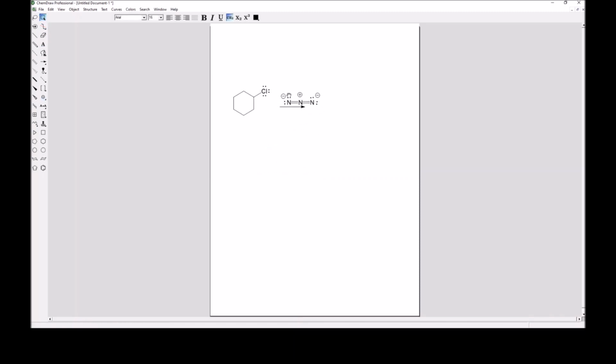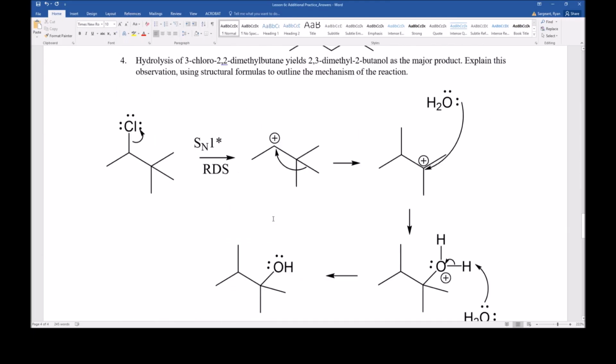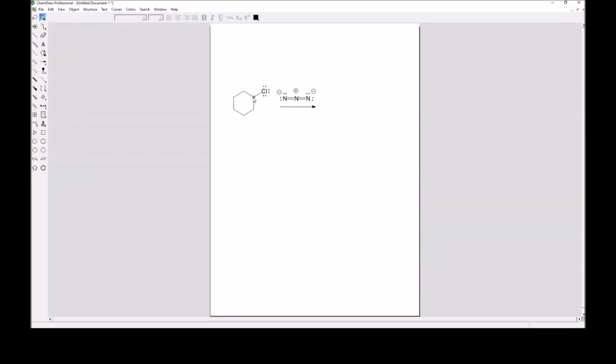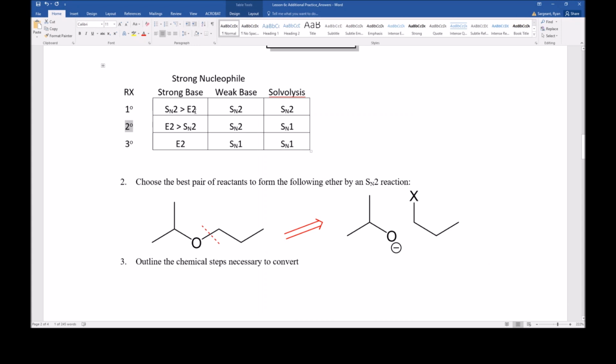Okay, let's go ahead and use our table to try to predict what's going on with this reaction. In our table, it tells us that if we have a secondary alkyl halide, which is exactly what we have, that's a secondary alkyl halide because the halogen is attached to a carbon that's connected to two other carbons. That secondary alkyl halide will react with a strong nucleophile, which is exactly what azide is. Azide is a strong nucleophile and a weak base.